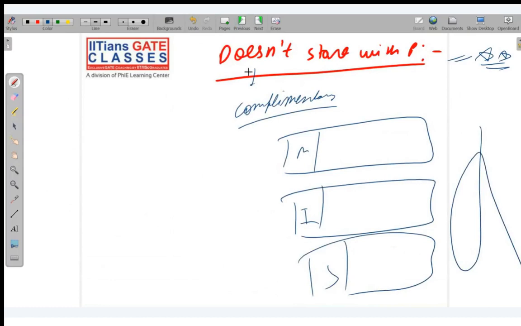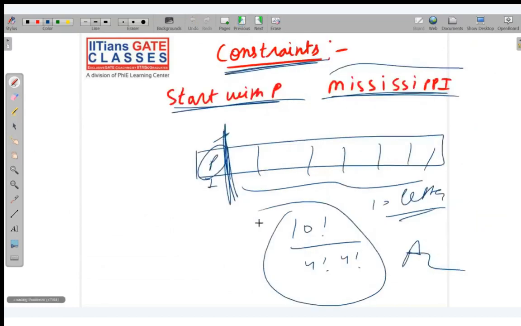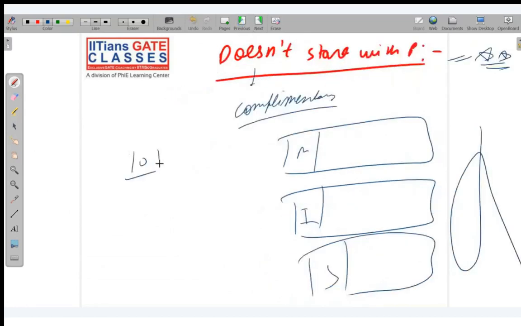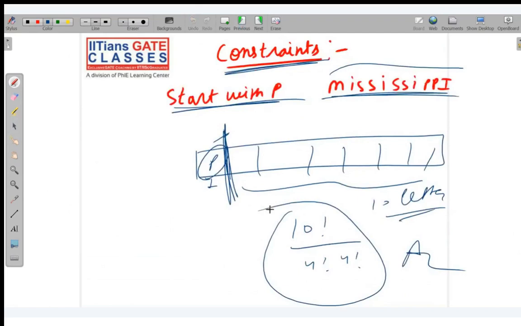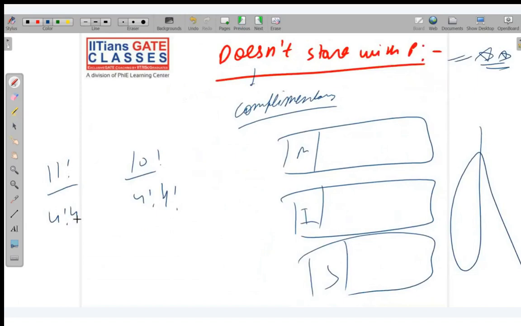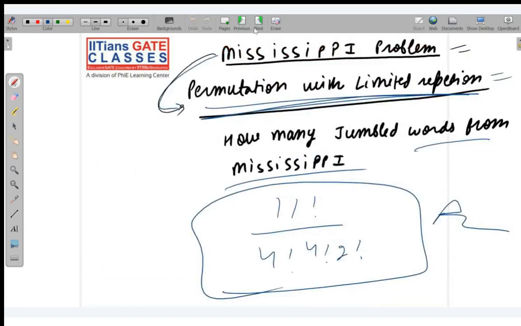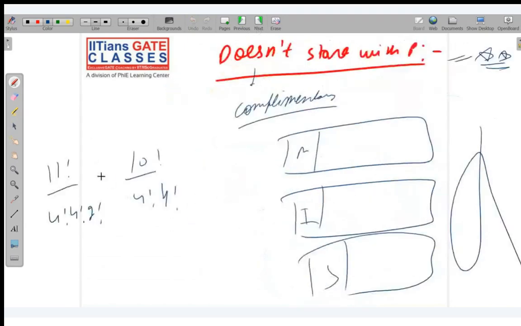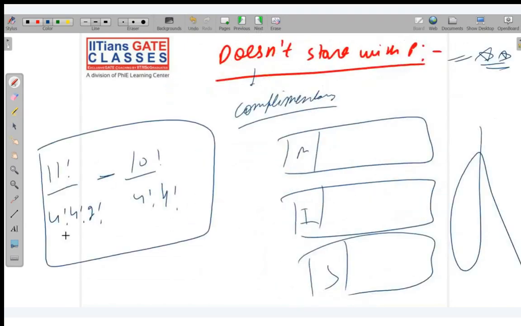When I'm saying does not start with P, I have got it. Starting with P is what? 10 factorial divided by 4 factorial, 4 factorial. Starting with P is ready with us. Now how many total are possible? Total were 11 factorial divided by 4 factorial, 4 factorial, 2 factorial. I think you know Mississippi. I have told you 11, 4, 4, 2. So total were this minus this. You will get the answer. So simple. Why do you want to do this long method? This is my final answer. So a complementary problem is always solved like this.